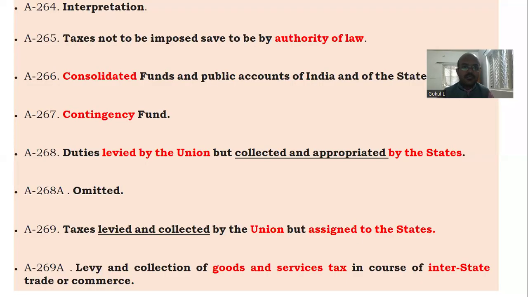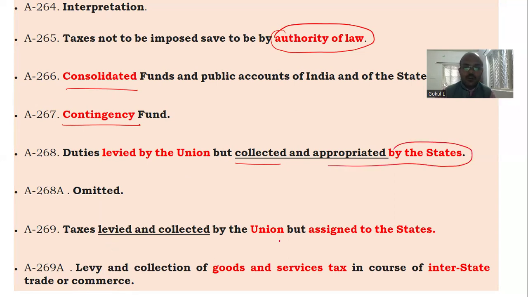Okay, next. See, this is how it is designed and structured in our Indian Constitution. Article 264 speaks about the interpretation clause. 265 is a very important article. Why? Because it tells tax can be imposed only by authority of law. Very important words, authority of law. You have to keep in your mind: tax, who can impose? Anyone who has the authority. And who gives authority to that person or that particular body? It is again the law in force, Article 13. Okay, next, it speaks about the Consolidated Fund of India, 266. 267, Contingency Fund of India, and duties levied by union but collected and appropriated by state. Okay, so all this you have to understand.